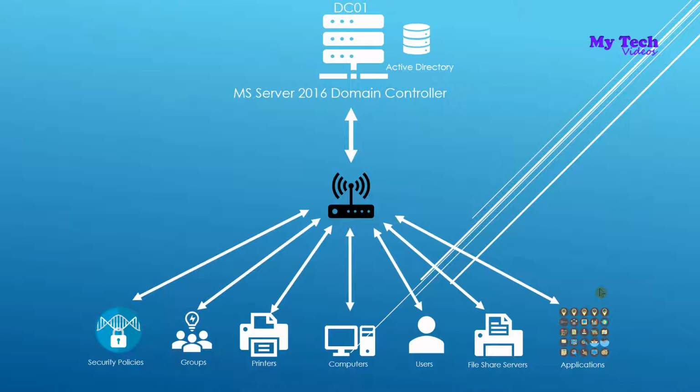And then all of the other resources, other objects, it could be applications, it could be file shares, they are all connected to that. So everything is stored in the database of the Active Directory. So the domain controller knows everything about who is who, what is what in the organization.